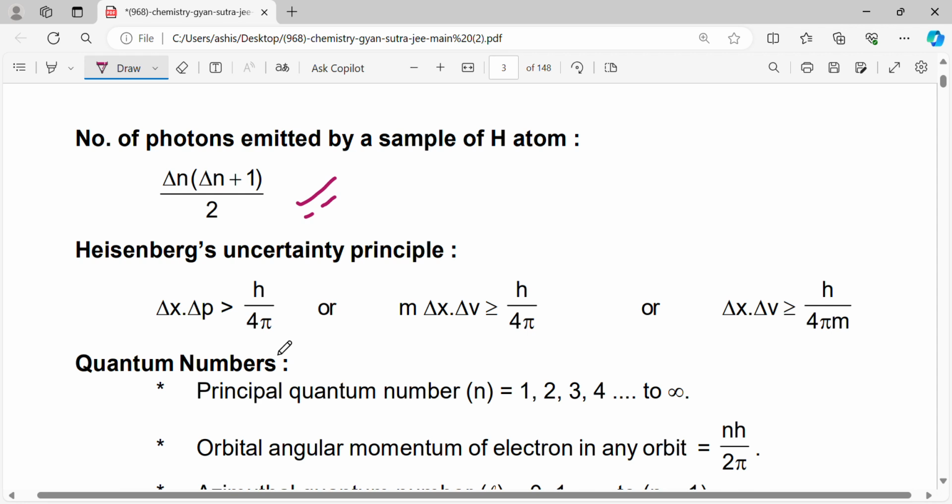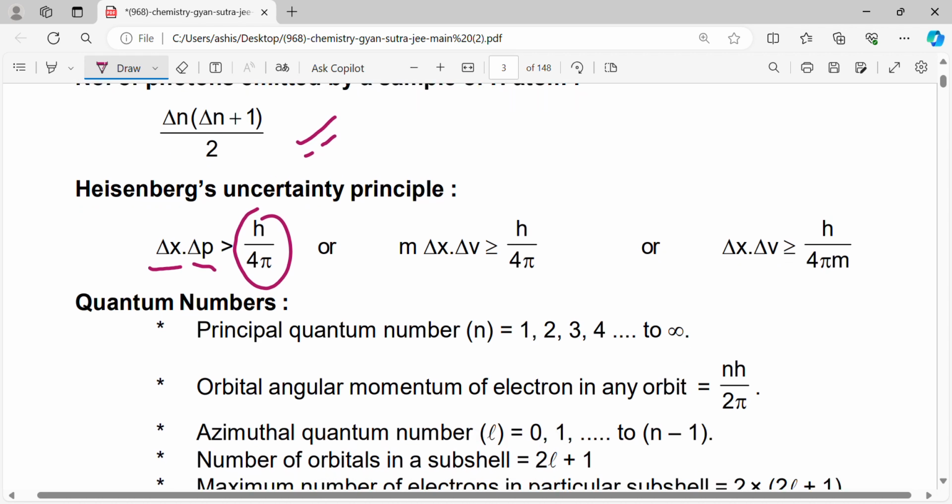Heisenberg uncertainty principle: the uncertainty in position and the uncertainty in momentum, multiplied together, will be greater than or equal to h by 4 pi. So delta p is the uncertainty in momentum.